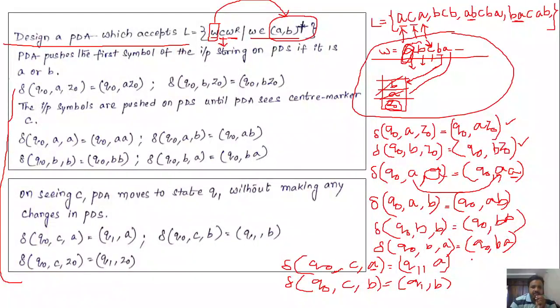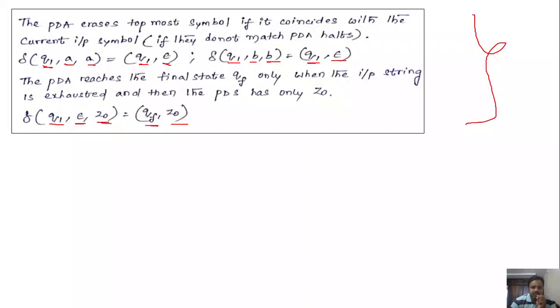So the same thing you could write. If we draw the state transition diagram, it could be like this: Q naught, starting state. We are going to have multiple possibilities. Input is A, top of the stack is Z naught. So we are going to push A, Z naught. If the input is B and top of the stack is Z naught, we are going to push B, Z naught.